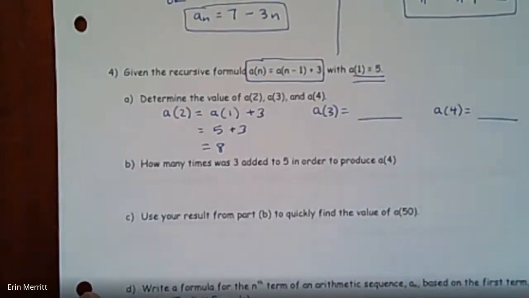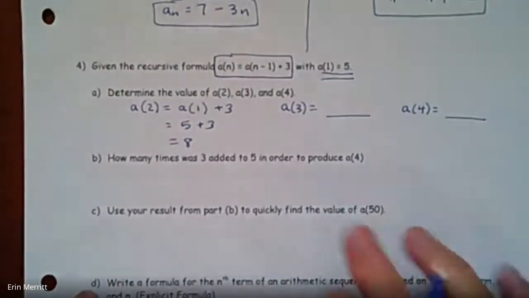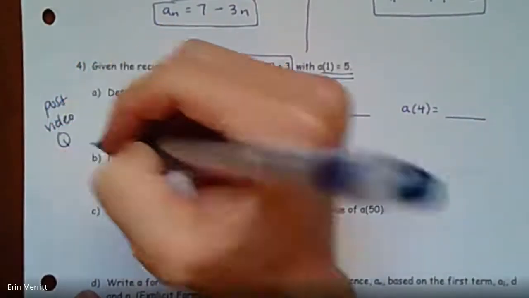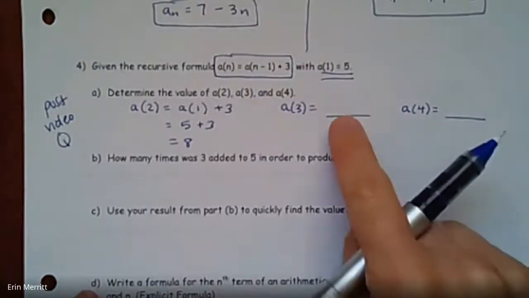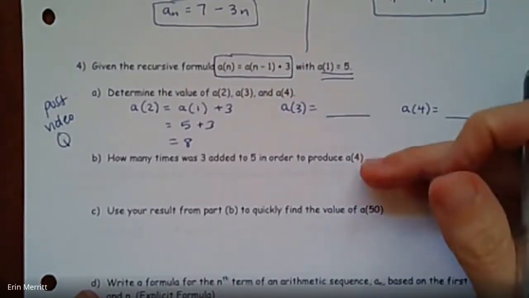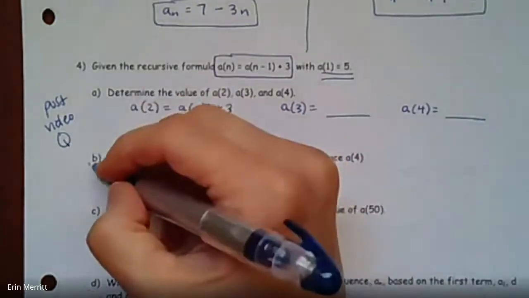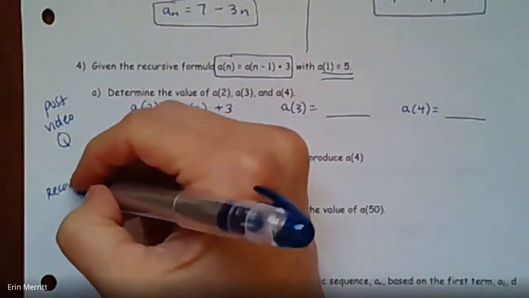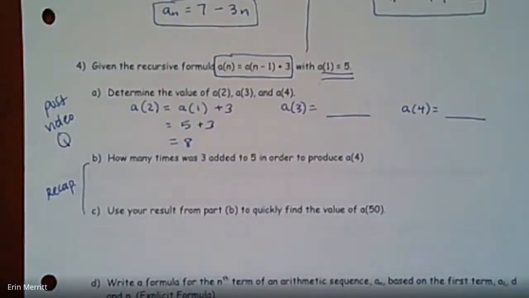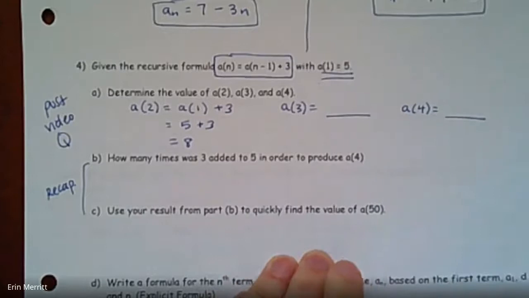What I would like as part of the post-video question is I want to know, what are those two terms, a of 3 and a of 4. And then when we get together in class, we'll cover the rest of the question here. So B through C will be our little recap. I just want you to finish part A there. Right? Let's keep moving on to the next page.